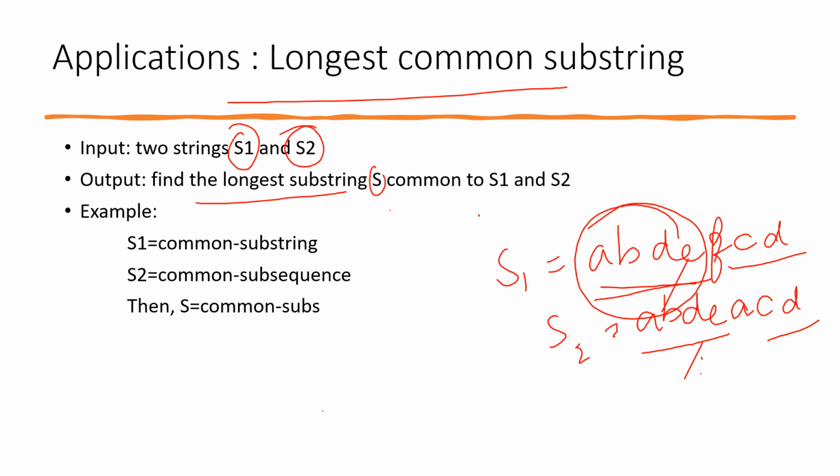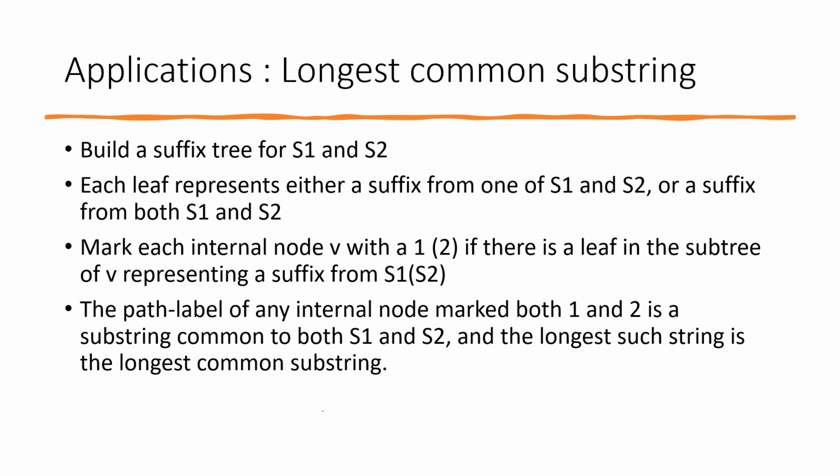We'll see how. First we build a combined suffix tree for S1 and S2. Each leaf represents either a suffix from one of S1 and S2, or a suffix from both. I'll explain with an example how this is done. Also mark each internal node V with a 1 or 2 if there is a leaf in the subtree of V representing a suffix from S1 or S2.